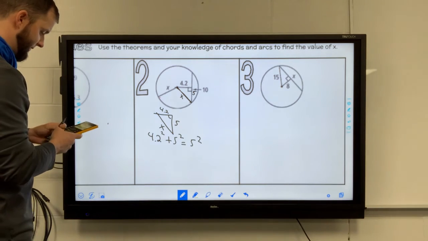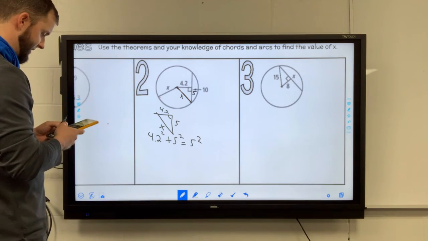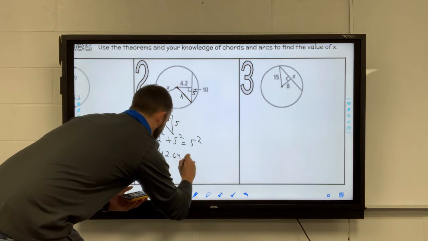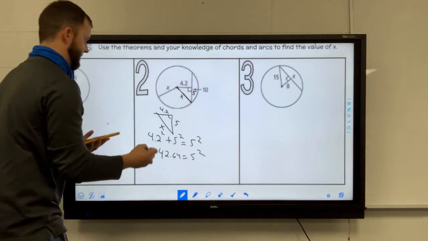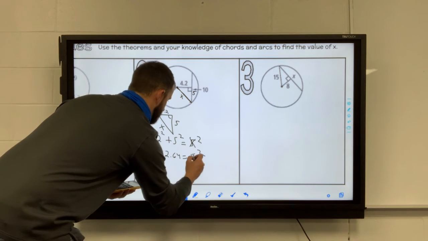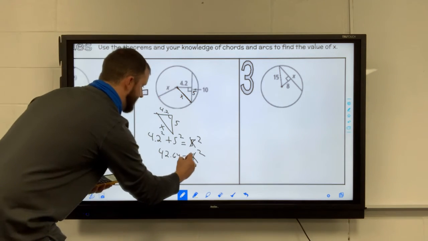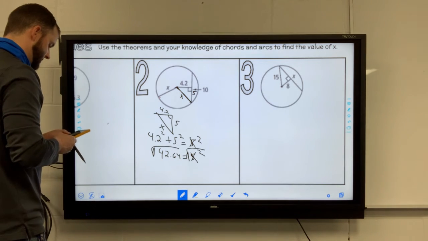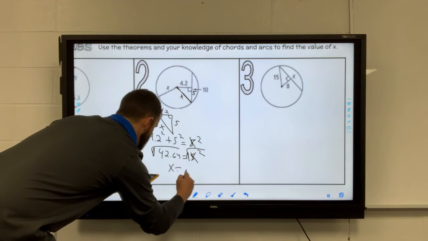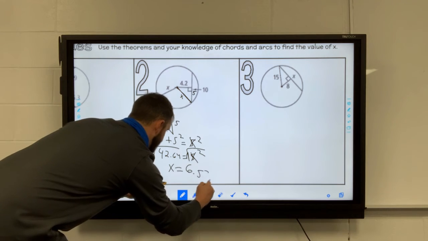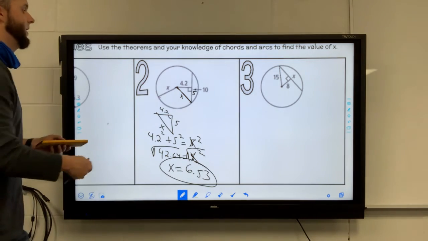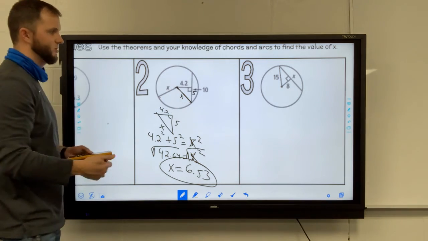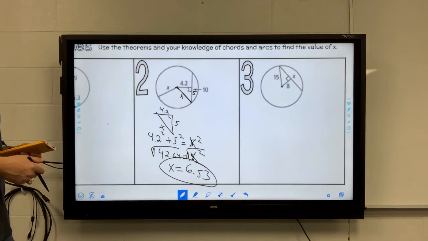If I did some math here, 4.2 squared plus 5 squared is going to give me 42.64. Sorry, this should be x squared. Now to get x by itself, I have to take the square root of both sides. So I'm going to take the square root of 42.64, and x is going to equal 6.53. So all I did was rotate that radius over, create that hypotenuse, and use the right triangle to solve for that missing side.